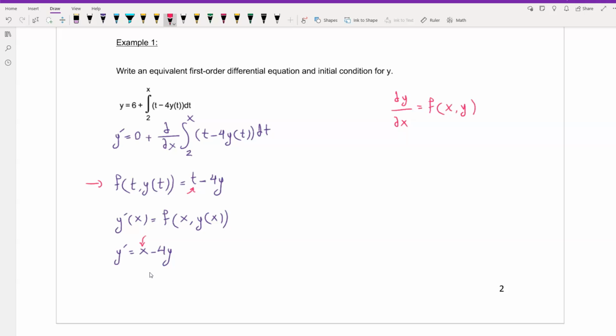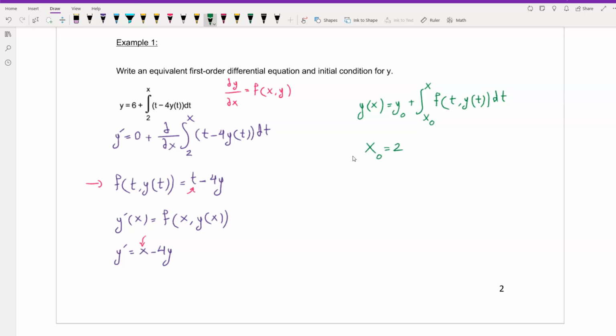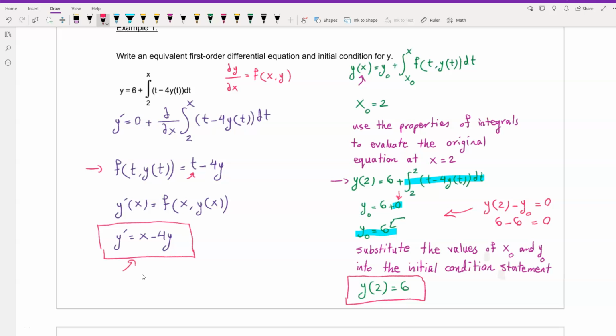Now we have to find the initial condition by determining the value of x sub 0 and y sub 0. So here on this part, x sub 0 is the lower limit of the integral in y(x) equal to y sub 0 plus integral from x sub 0 to x of f of t comma y(t) dt. In the given equation, the lower limit of integration is 2, so x sub 0 is 2. So this one was the answer for the first order differential equation, and this one was for the initial condition for y.